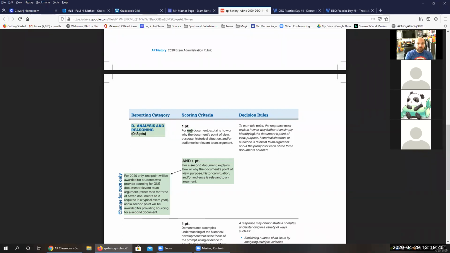Even if you do it for just one document, that's one extra point. If you do it for two, that's two extra points. That's a good jump there, guys. So for this week's DBQ, I'm hoping a lot of you, after this practice, try to do it. Try to use the analysis, please, just for your grade's sake and just to get practice in.